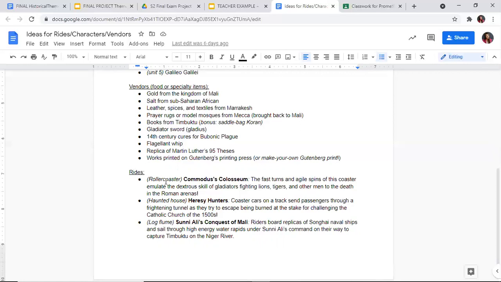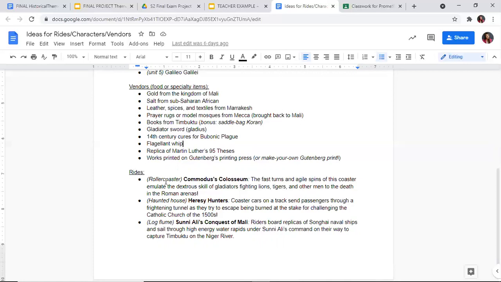Riders board replicas of Songhai naval ships and sail through high-energy water rapids under Sunni Ali's command on their way to capture Timbuktu on the Niger River. Once again, that's one sentence, so I would go into much more detail in my first paragraph, explaining exactly what my park visitors would experience when going through the different log flume twists and turns. And then I would give lots of detail about the Songhai Empire, maybe even connecting it back to Mali.